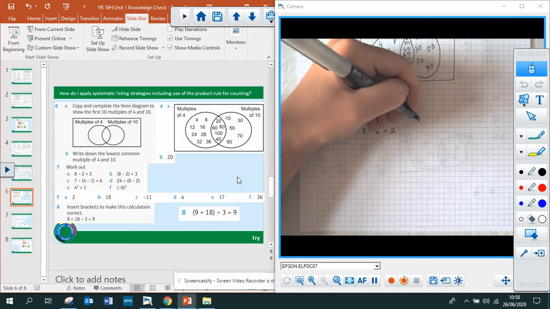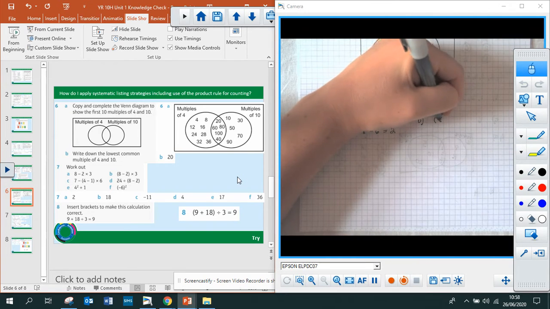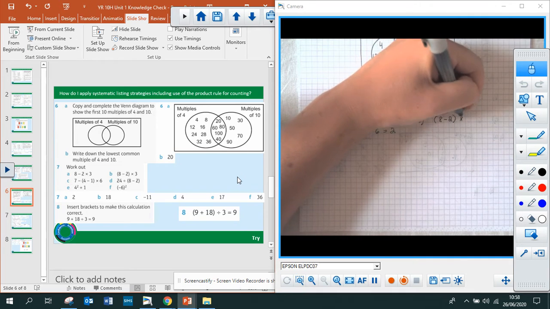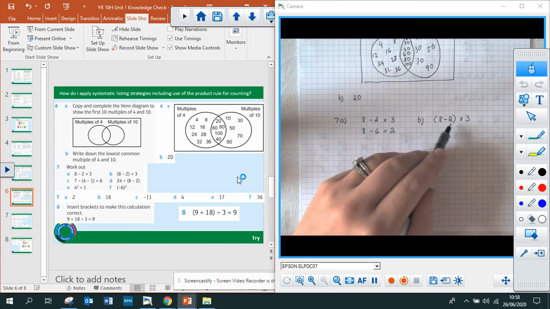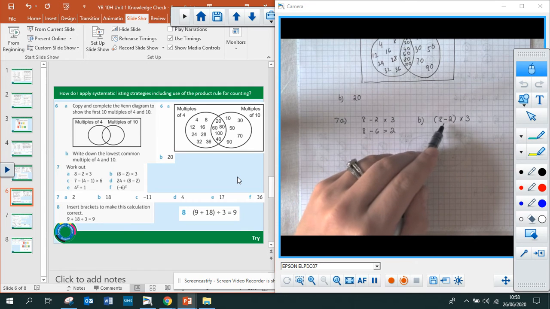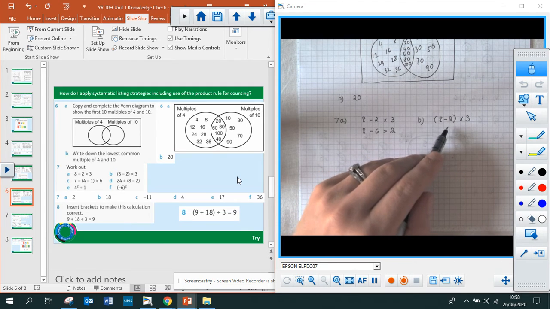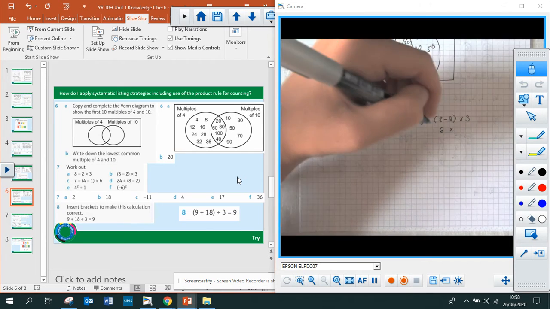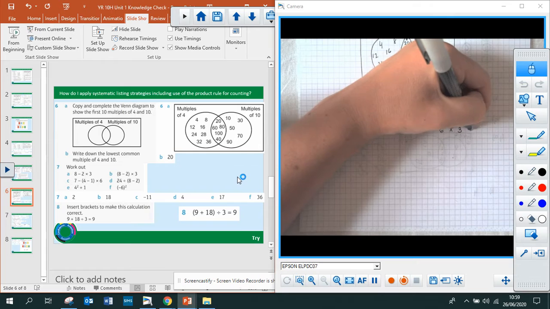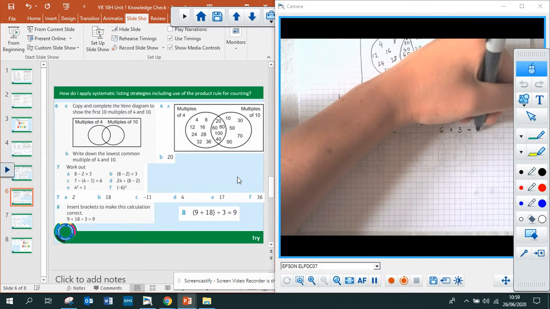Okay, 7B. We've got brackets 8 minus 2, all multiplied by 3. Now it's the same numbers, but this time they've put in brackets, which means we must do the 8 minus 2 first. 8 minus 2 is 6, so we're actually doing 6 multiplied by 3. And 6 times 3 we know is 18.